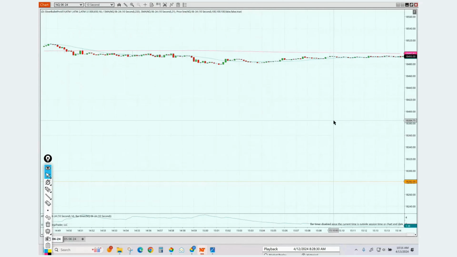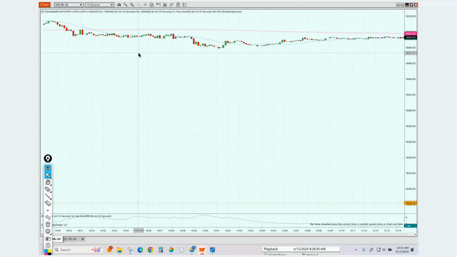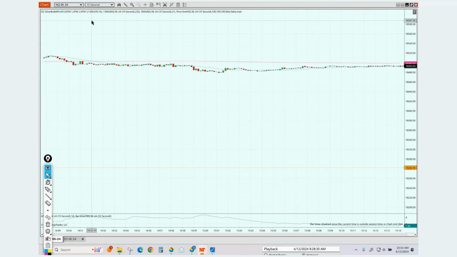So this is a chart of NASDAQ. This NQ stands for NASDAQ 100. It's a July 24th futures contract. I'm trading a 10-second chart. Usually we don't trade a 10-second chart, but since this is a demo, I need to show you many trades in a very short time. I have used this 10-second chart here. You know, we use a 30-second or 1-minute chart.